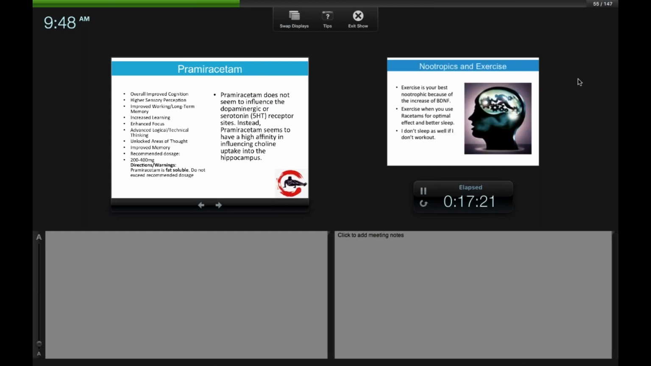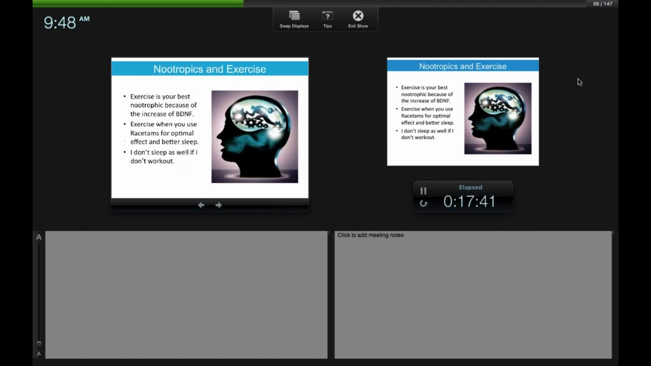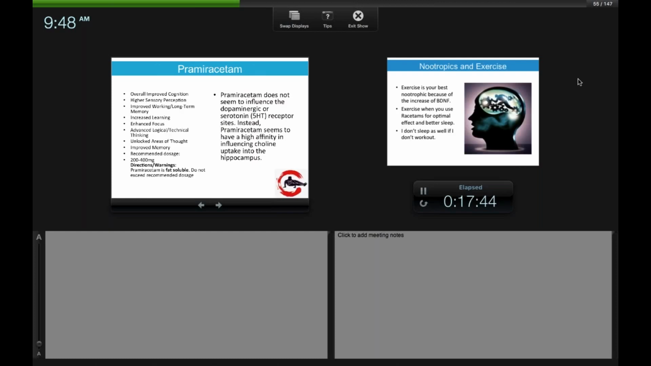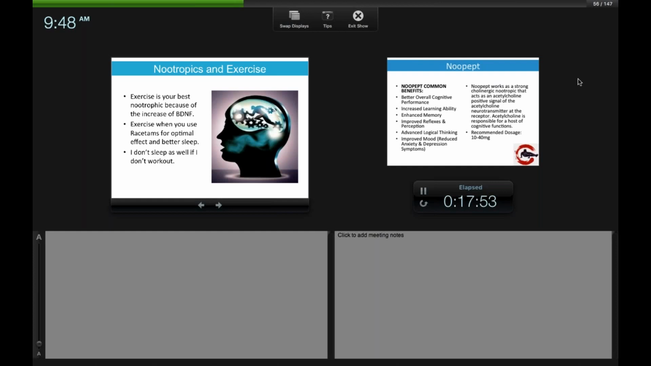All right, so this works on the hippocampus. It has a high affinity for influencing choline uptake in the hippocampus. The hippocampus is one of the reasons why it helps with higher sensory perception, and it really does help you focus longer. And that's an area of the brain that's highly developed in athletes, for example. You want to make sure with pramiracetam or any of these nootropics to add choline in with it. And you have to exercise, so we'll talk about this a little more.